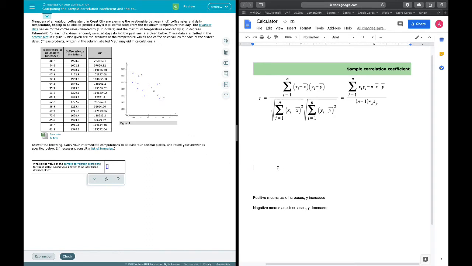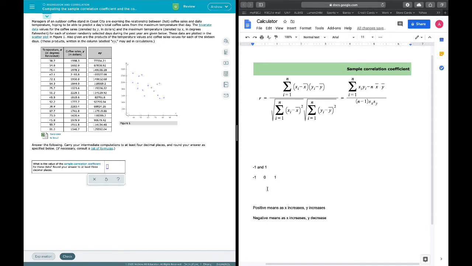Before we find R, let me say something quick about it. R is always a decimal number between -1 and 1. As R goes towards -1, it gets stronger. As it goes towards 0, it gets weaker. And as it goes back towards 1, it gets stronger. So as you go towards -1 or towards 1, it gets stronger, but if you go towards 0, it gets weaker.